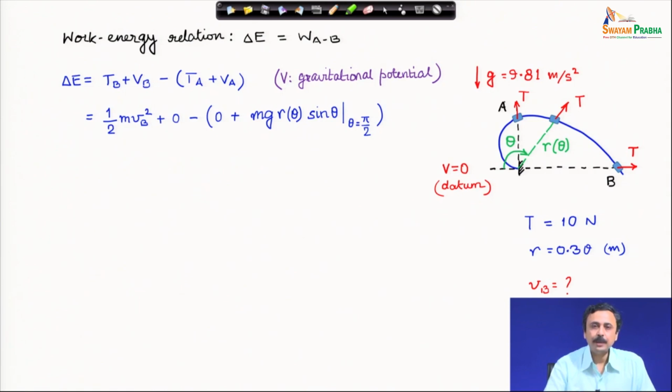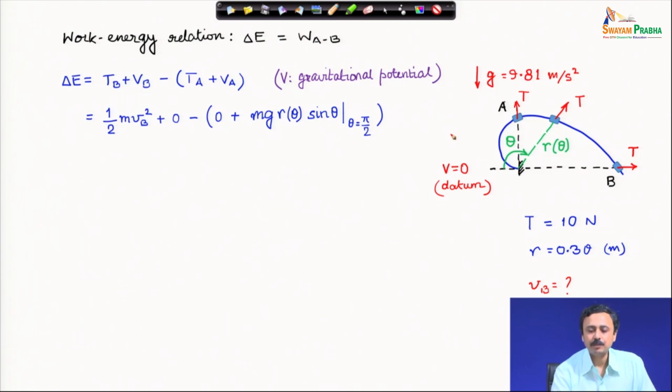The kinetic energy at B is half m V_B squared. V_B is not known, therefore this is the unknown term, plus the potential energy at B. Remember that I have chosen V equal to 0 on this horizontal line and B is on that horizontal line. Therefore, the potential at B, V_B, is 0, minus the kinetic energy at A. Remember that the collar starts from rest at A, therefore the kinetic energy is 0, and the potential energy at A. Now, how to calculate the potential energy at A?